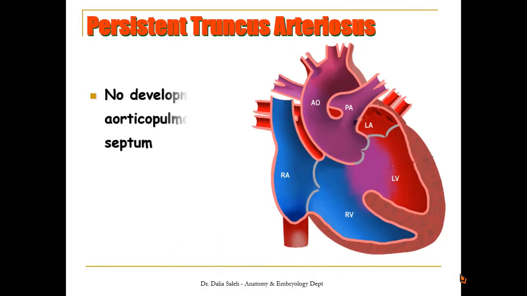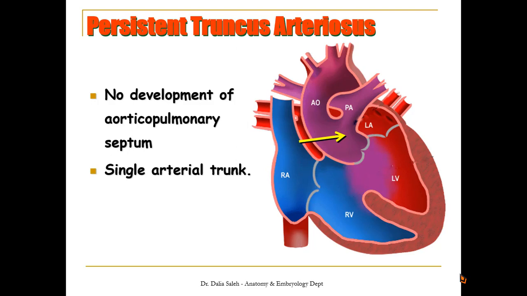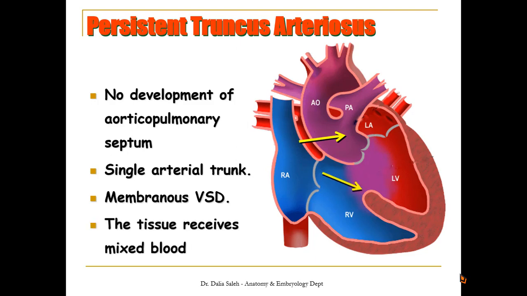The persistent Truncus Arteriosus arises when there is no development of the aorticopulmonary septum, so we end up with a single arterial trunk and a membranous VSD, and because of that, the oxygenated blood will mix with the non-oxygenated blood through this defect, and the tissue will receive less oxygenated blood.